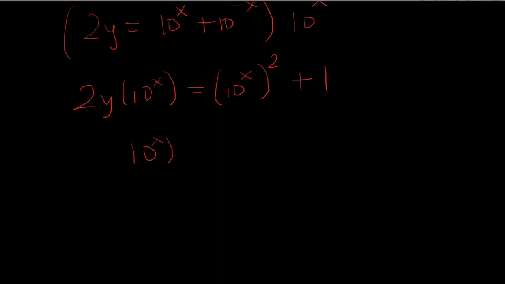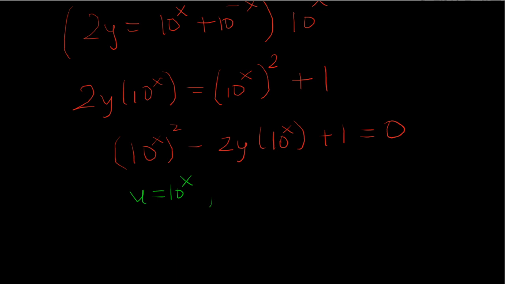I'm going to bring the 2y 10 to the x to the other side. Set it equal to 0. And now this is a quadratic in disguise, because if we let u be 10 to the x, we end up having u squared minus 2yu plus 1 equals 0.